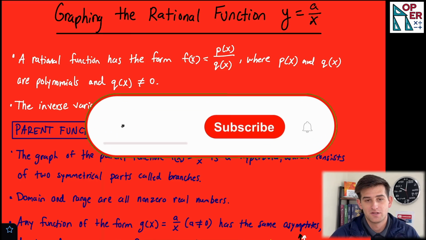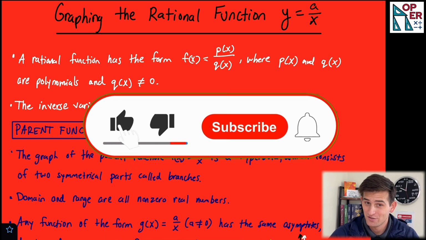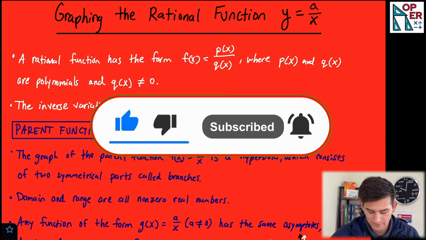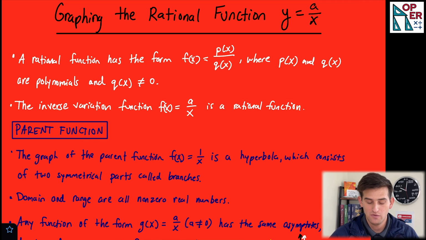Hello everyone, in this video we're going to talk about how we can graph the rational function y equals a over x. So a rational function has a specific form. It has the form of f of x equals p of x over q of x, where p of x and q of x are polynomials, and we have a stipulation that q of x can't be 0, right? We can't divide by 0.